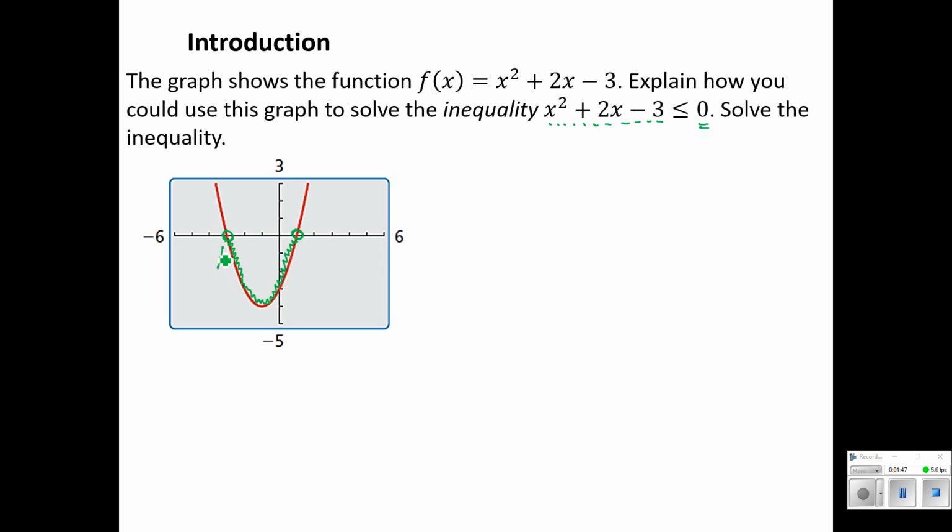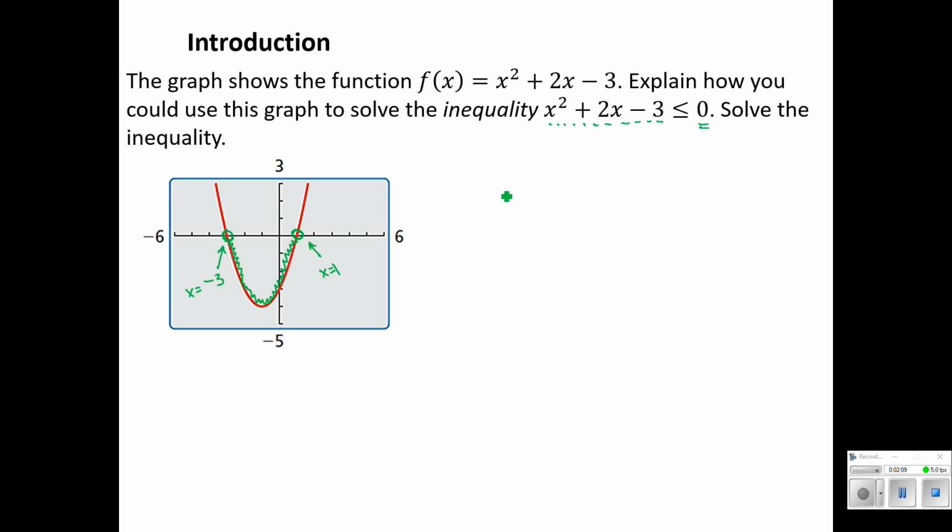Well, we're looking for a range of x values. This x value right here is -3, and this x value right here is +1. And if we didn't have the graph, we could do that by factoring or quadratic formula. We can find those zeros pretty easily. That's what we spent most of the chapter doing. How do we express our answer, though?